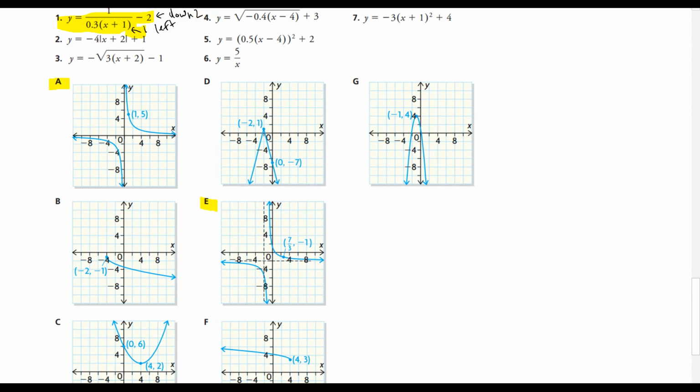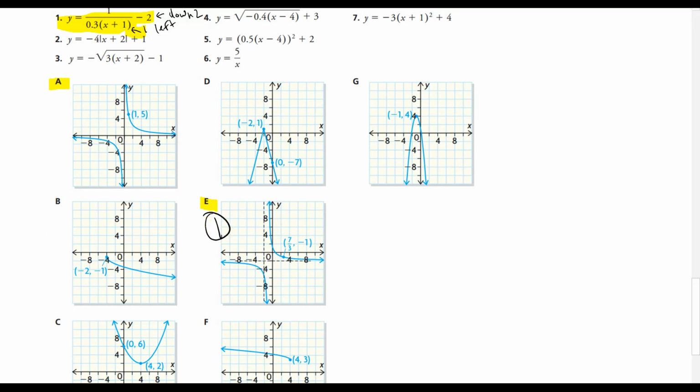Okay, so if you look at these 2 functions, a and e, which one has been translated once to the left and down 2? This one or this one? E, right? Good. So this one is number 1.